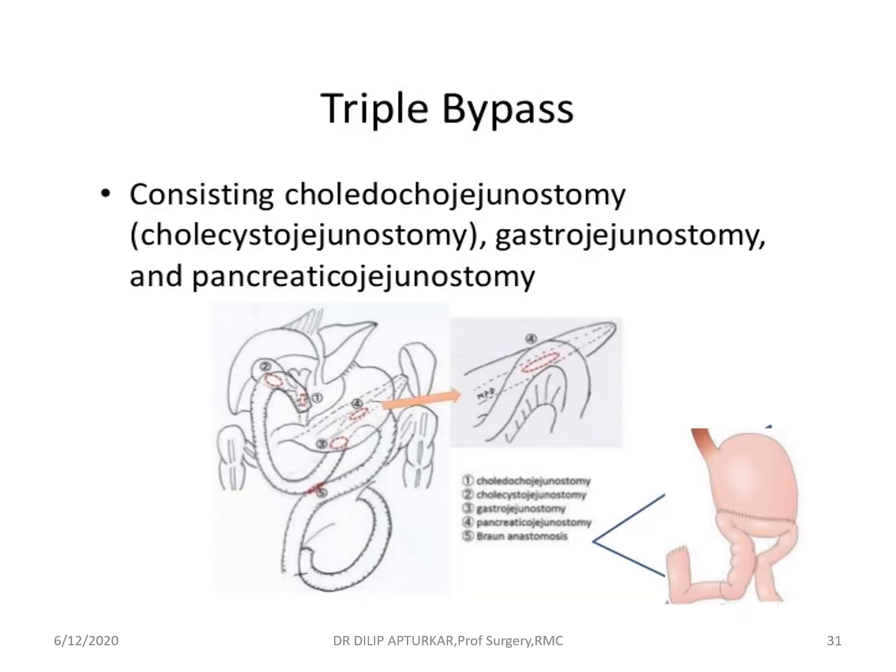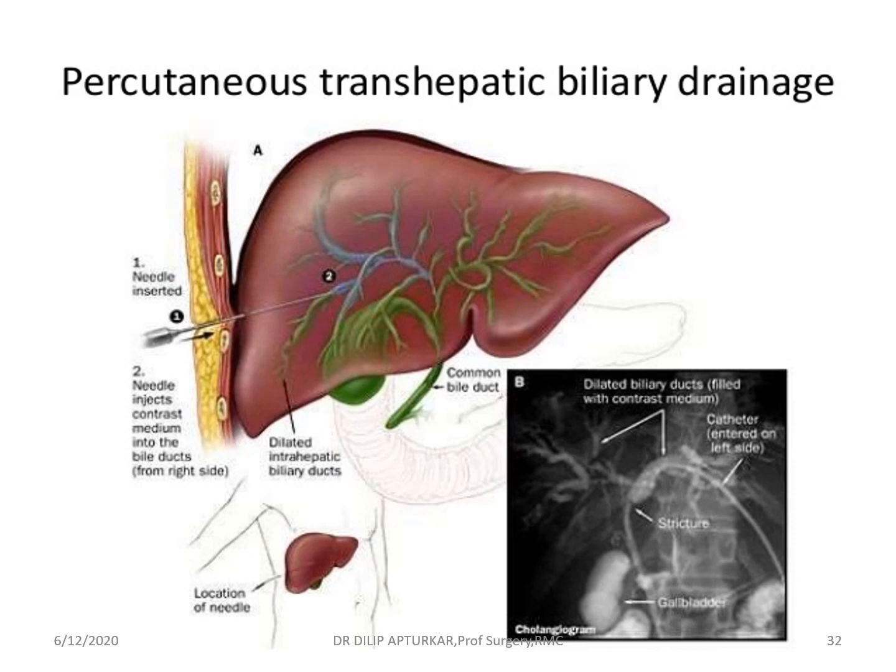Now this is a picture showing triple bypass, that is choledocho-jejunostomy or cholecystojejunostomy. Mostly it is choledocho-jejunostomy, gastrojejunostomy and pancreatico-jejunostomy. That is a picture of percutaneous transhepatic biliary drainage. Stent can be put, or stricture can be dilated and stent can be put.